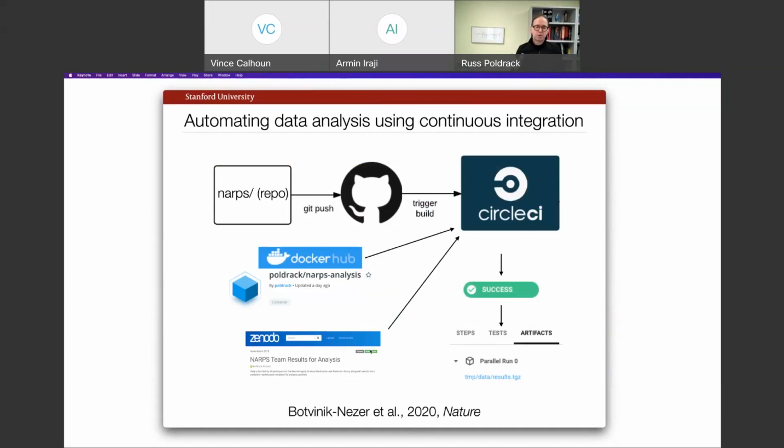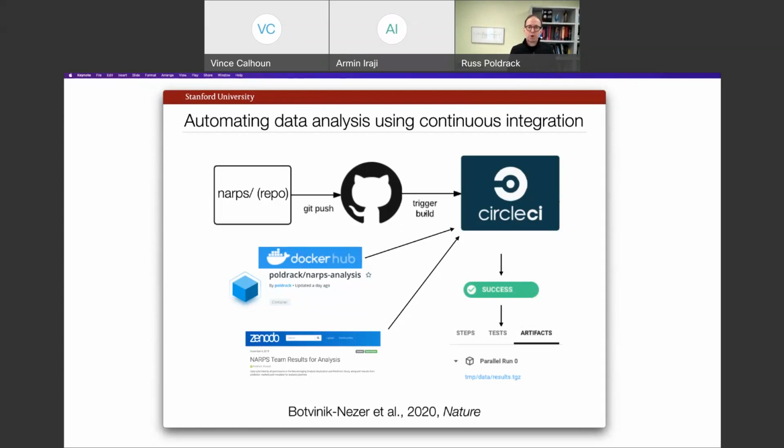And so we did this in the NARPS study, where we used something called continuous integration, which is a technology that's often used in software engineering, basically for continuous testing of code. So what we did was, we have our code in this repo on GitHub. We have our data in Zenodo, and we have the Docker image that's in Docker Hub.